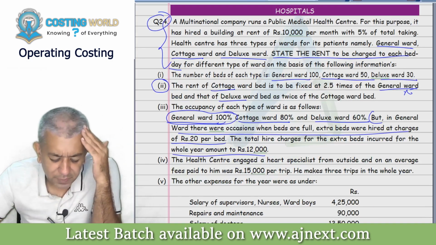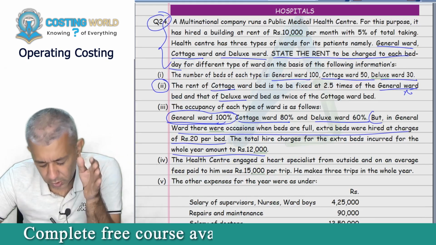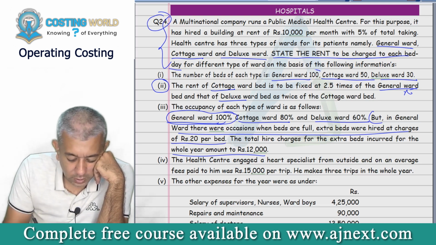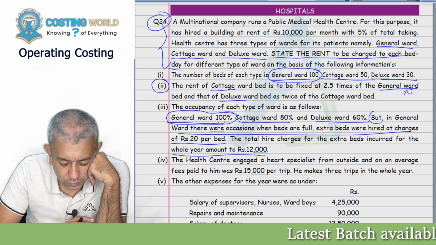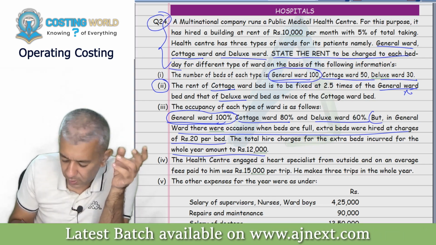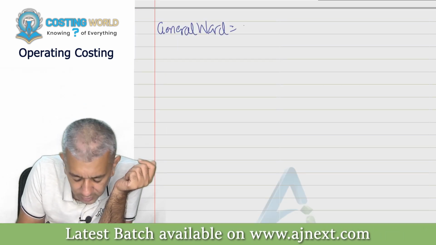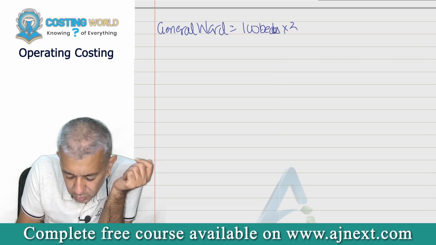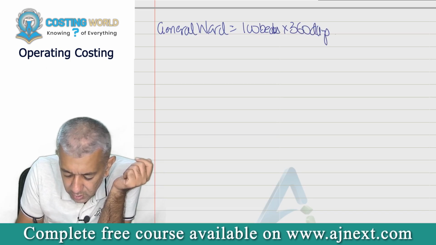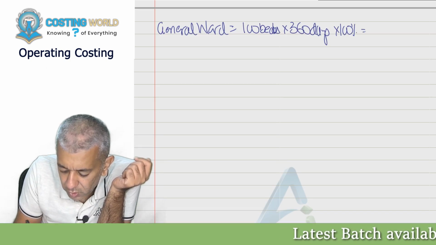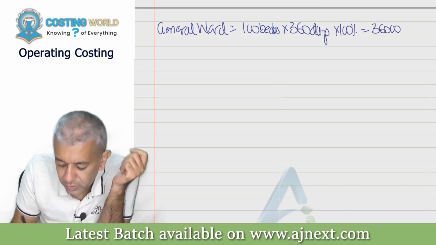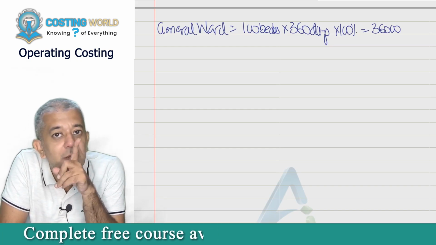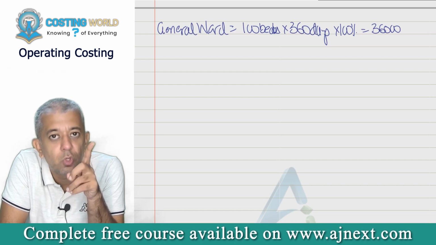Now, tell me number of bed days for general ward will be what into what into what? 100 beds into 360 into 100%. Okay. So, write down over here 100 beds into 360 days into 100% occupancy. Write it in the inner column 36,000. But listen, why did we write it in the inner column? Because apart from this, there will be some extra bed days also for general ward.